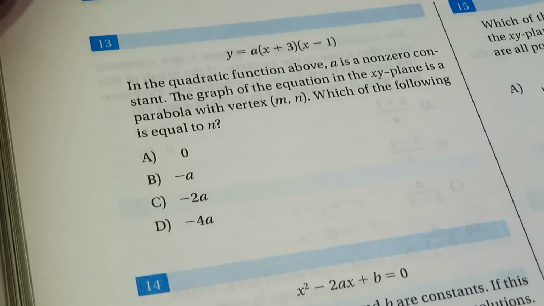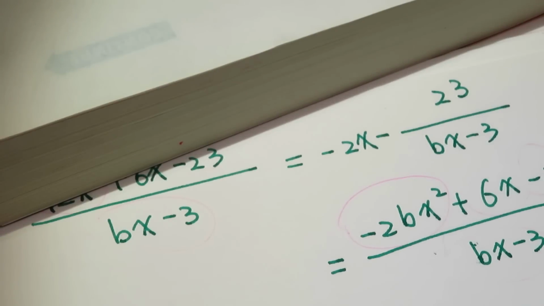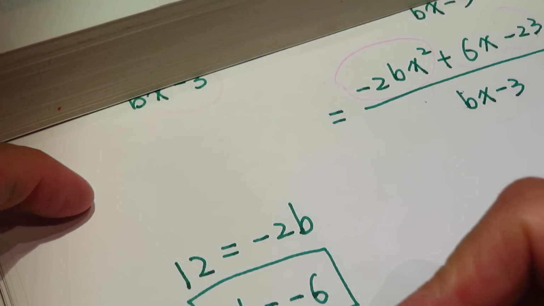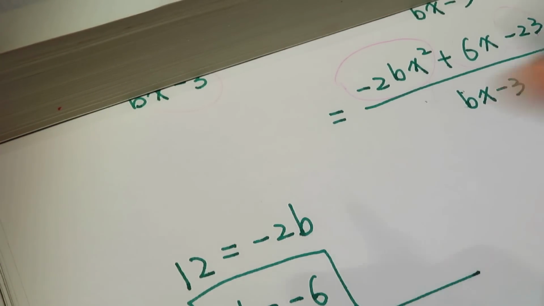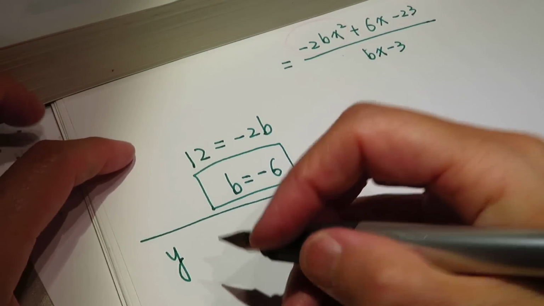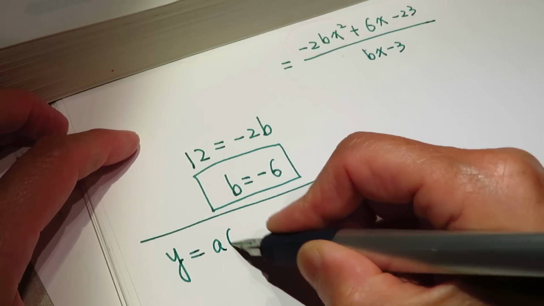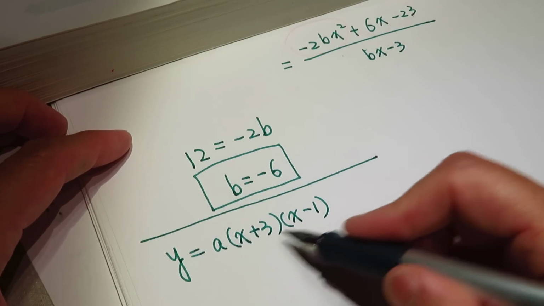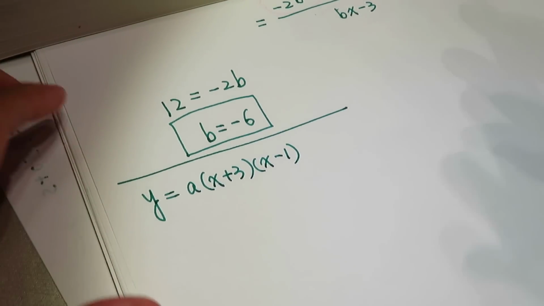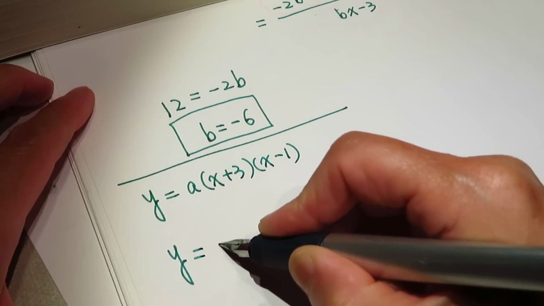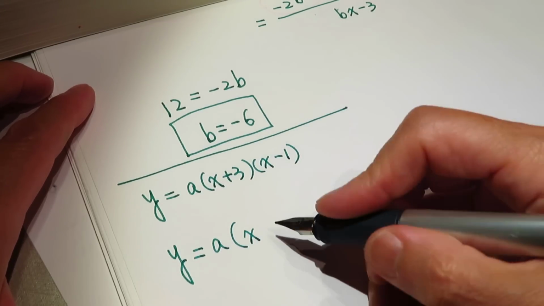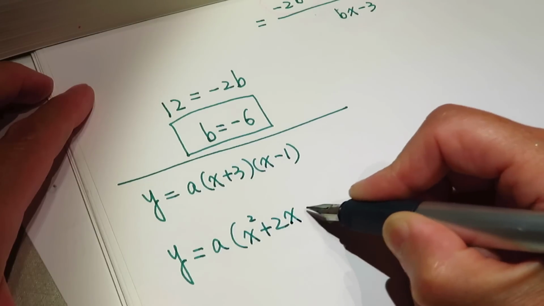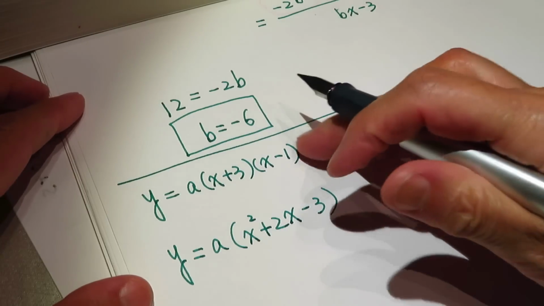When we see vertex, it is very likely that they want us to change it into vertex form. So we will go ahead and change it into vertex form. When we change it into vertex form, the problem will be much easier to see. So y equals a times x plus 3 times x minus 1, and this is the equation we need to change into vertex form. y equals a times x squared plus 2x minus 3. I did not change anything.